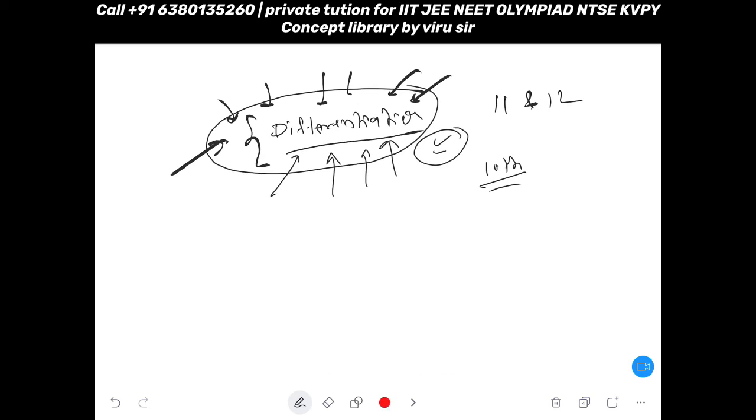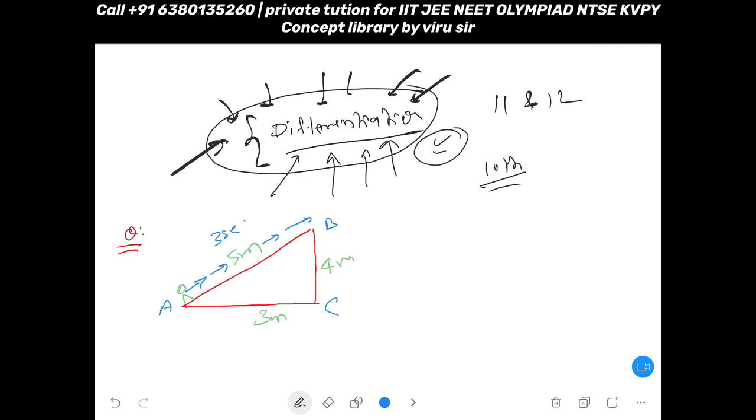So let's have one question here. The question is: A, B, C. A person is starting from here. This is 3 meter, this is 4 meter, this is 5 meter, and the person is walking along this distance, traveling it completely. It is reaching here, and it is doing this in 30 seconds.